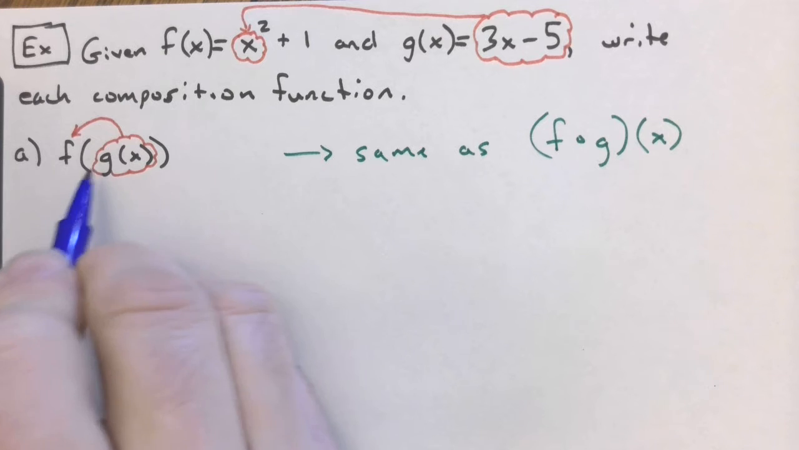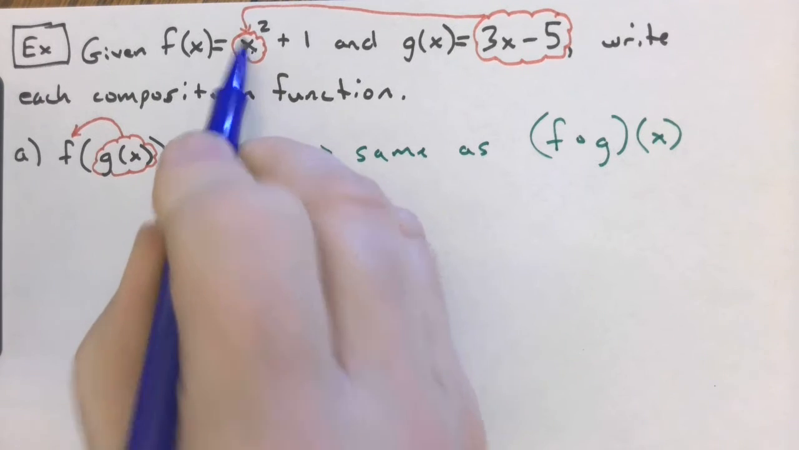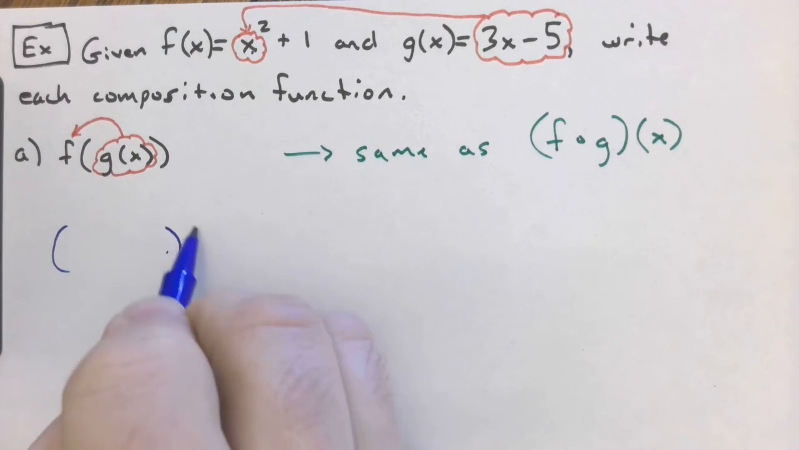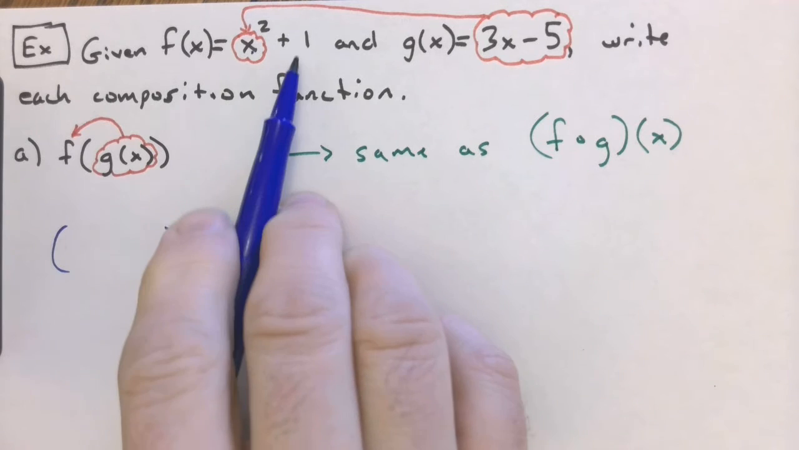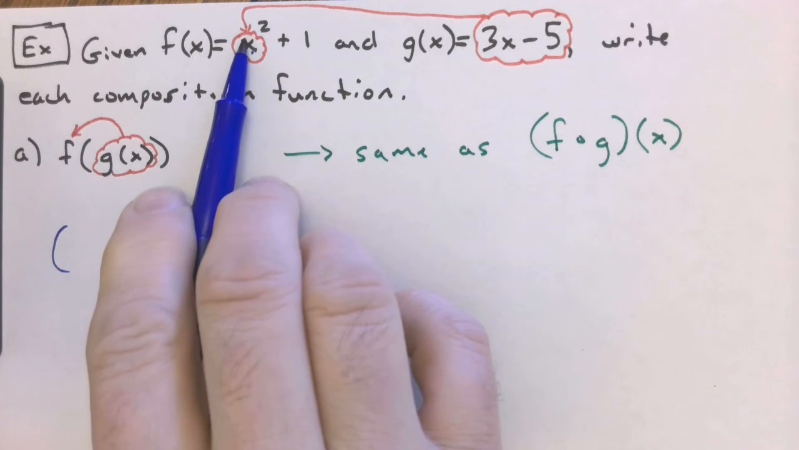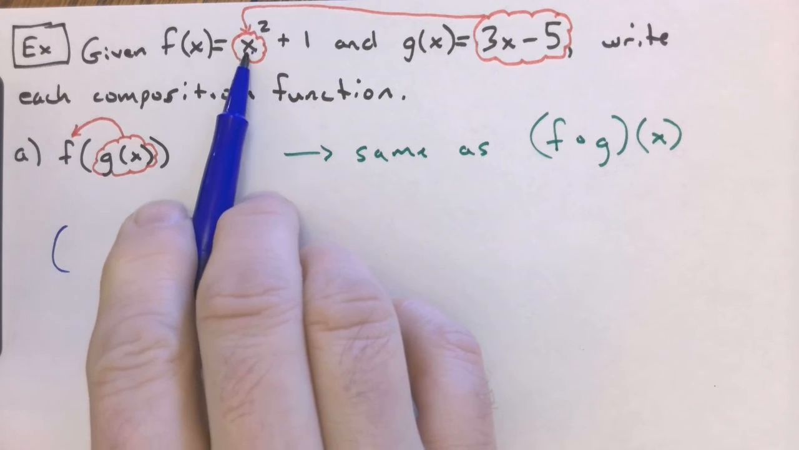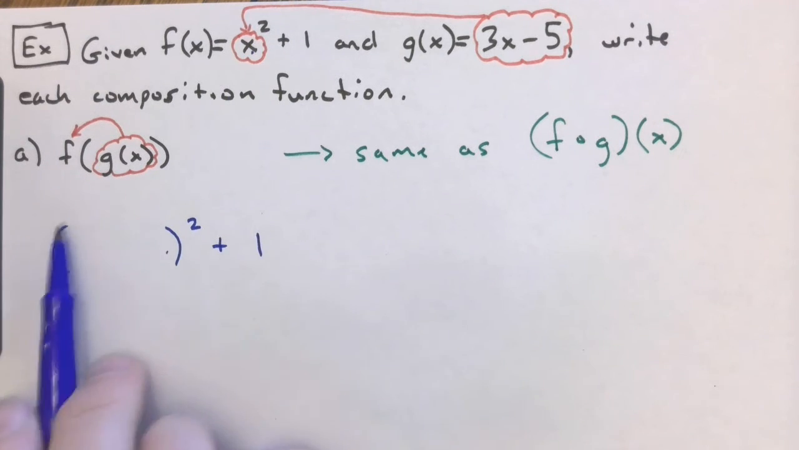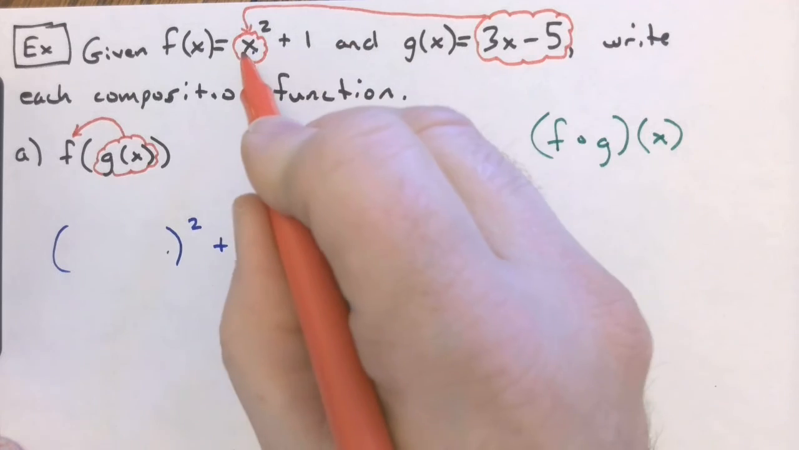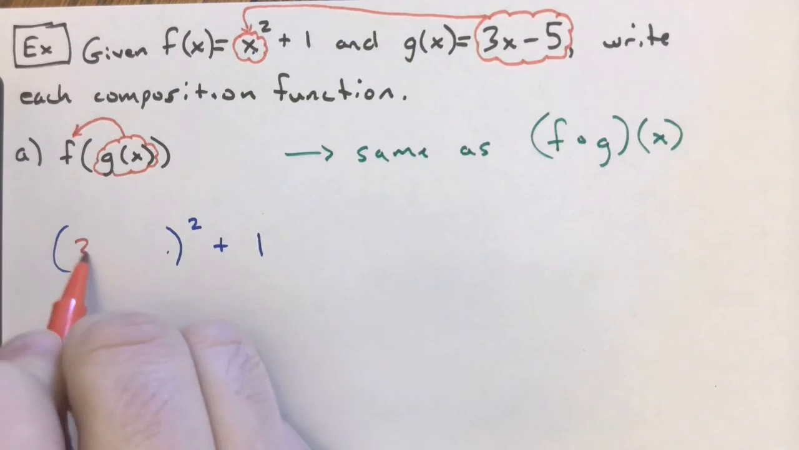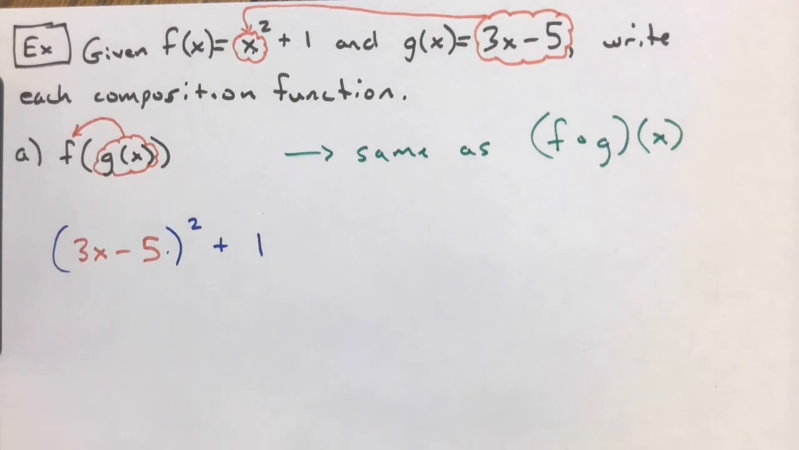When I do this problem with the composition function, I'm going to be replacing that x with the other function. So I'm going to put in parentheses where the x was, so that'll be parentheses squared plus 1, so that's what I have there. There's function f, but written so that there are parentheses where the variable was. And now in the place of that variable, I'm going to be putting in a 3x minus 5.